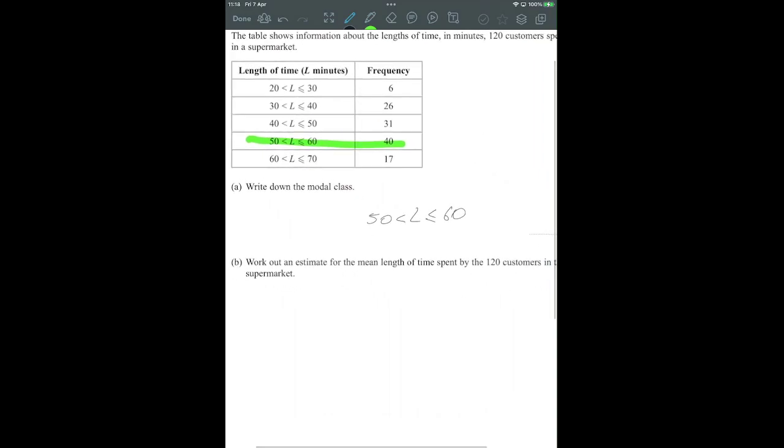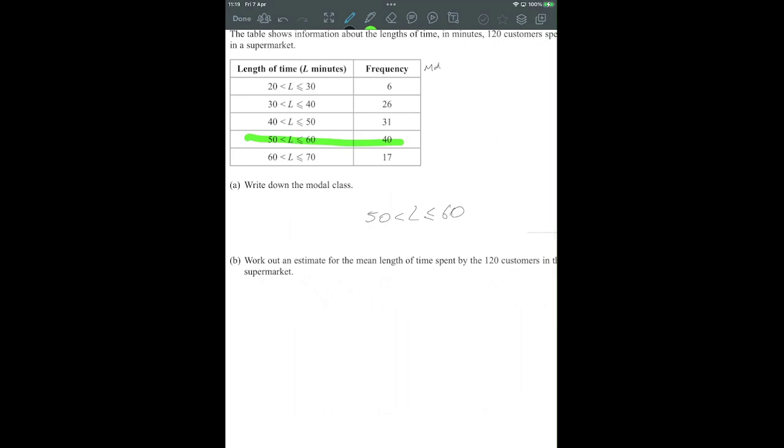Work out an estimate for the mean length of time spent by the 120 customers. Well, that means I need a couple of extra columns. I need a column for the midpoint because we are grouped, and I need a column for f times midpoint. So the midpoints are just the middle of our classes, and for these questions they're often quite symmetric. They follow a nice pattern. F times midpoint, I grab my calculator and I start doing some multiplications. 6 times 25 for the first one gives us 150.